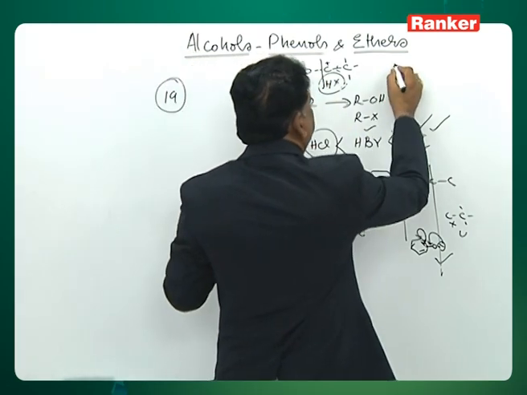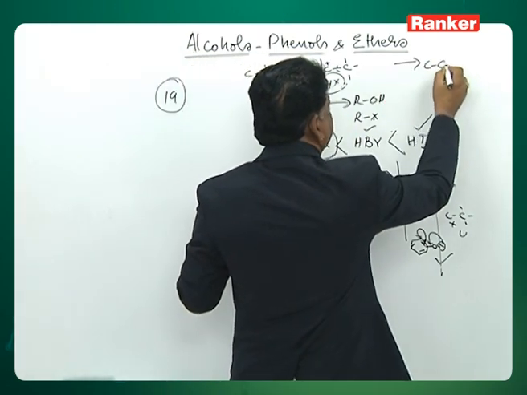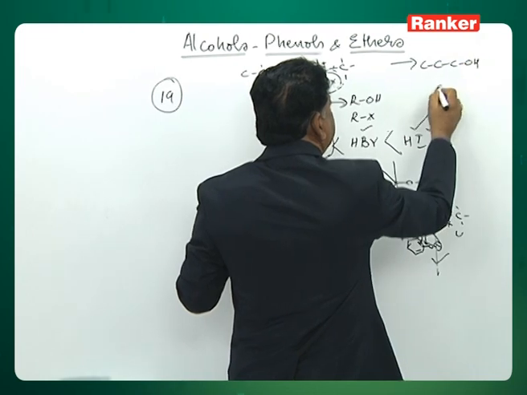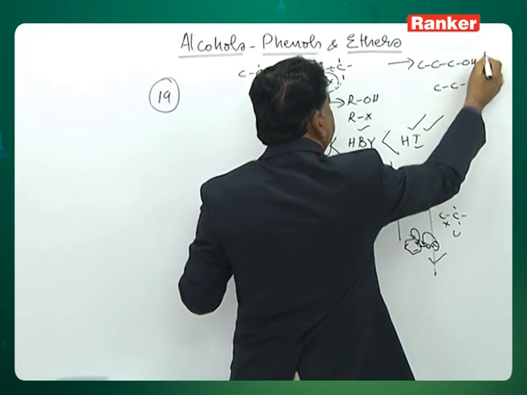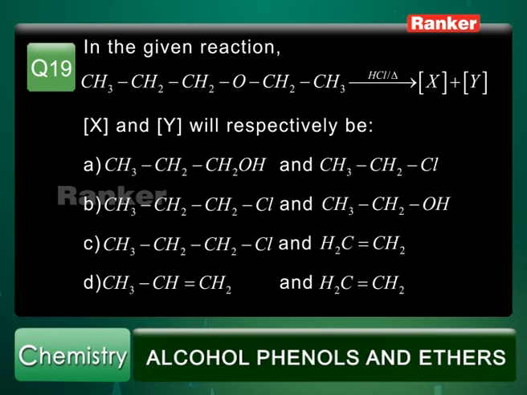So therefore, formation of propanol and ethyl chloride will be the right answer. So the first option is the right answer. The second one is the reverse, wrong. The third one is halogen and alkene. Alkene formation will not take place because we have not added the base here. And the other one, where both alkenes are formed, that is also not possible.